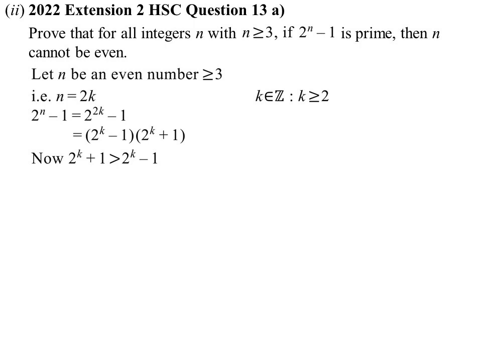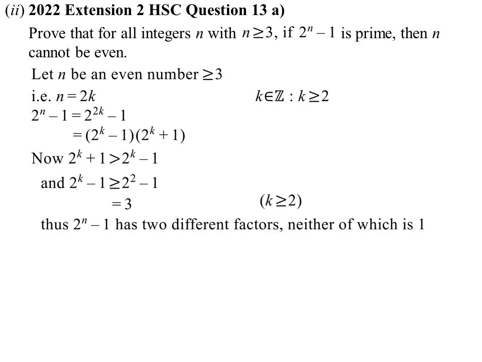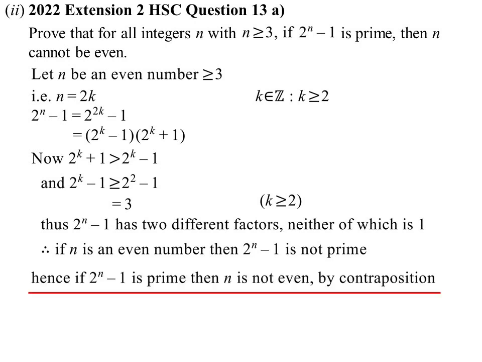And if k is greater than or equal to 2, then 2 to the power of k minus 1 must be greater than or equal to 2 squared minus 1, which equals 3, because k is bigger than or equal to 2. Well, that means we've got these two factors, neither of which is 1. Now, if neither are 1, then if n is an even number, that's what I started with, I then concluded 2 to the power of n minus 1 is not prime. Therefore, if 2 to the power of n minus 1 is prime, then n is not even by contraposition.